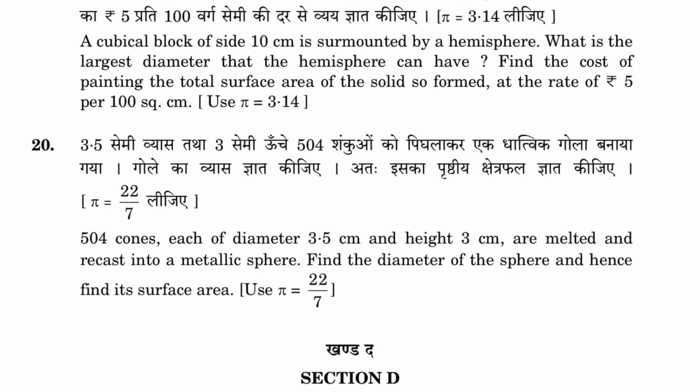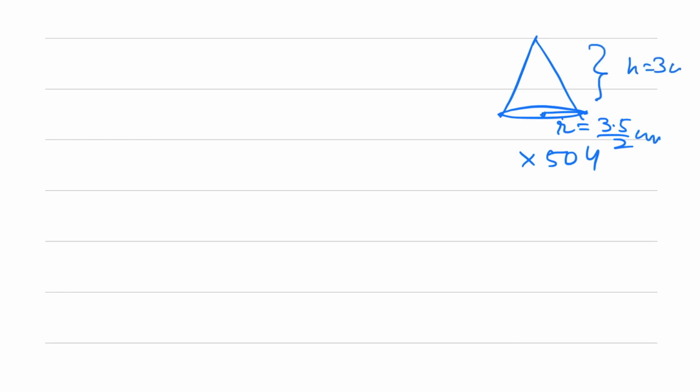Question 20, last question of this section. In this question we are given 504 cones. The diameter is 3.5, so the radius will be equal to 3.5 by 2 centimeter, and height is equal to 3 centimeter. They are melted and recast into a metallic sphere. Find the diameter of the sphere and its surface area.